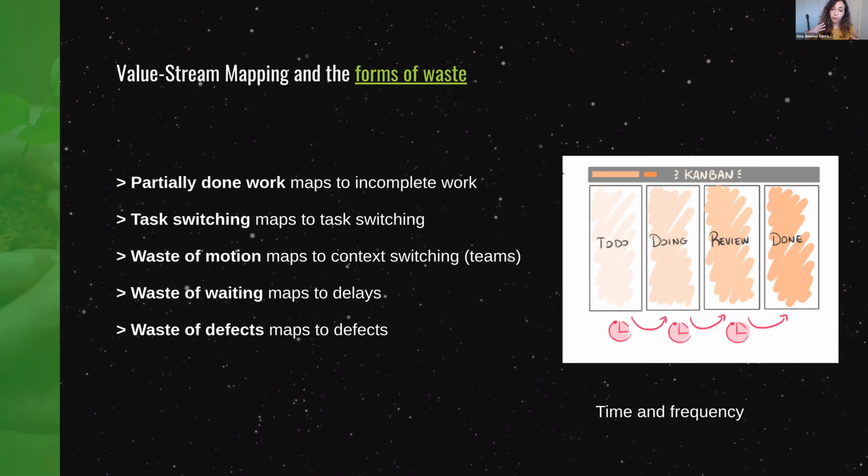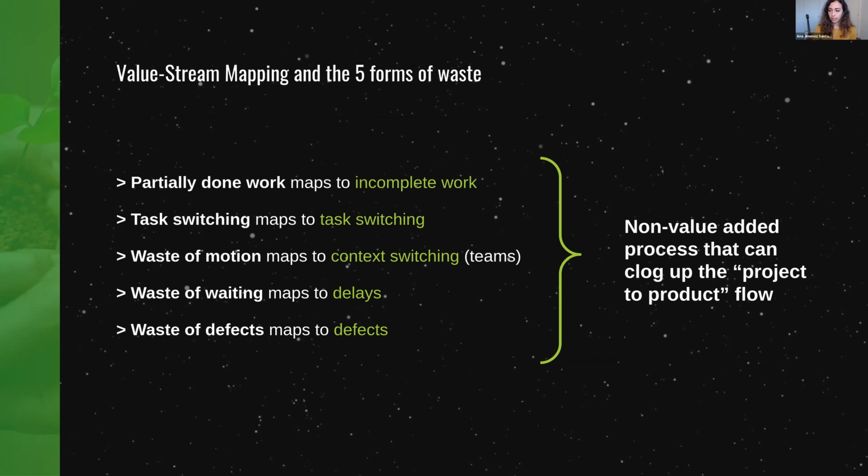And I think the better way to measure these forms of waste is in the Kanban views. For instance, in GitHub, I think they're called project boards. In GitLab, they're called Kanban, if I'm not wrong. So the main goal here is to be able to measure the time and frequency of the different tasks that move across the Kanban and across teams. So as I said, it is to identify non-value-added processes that can slow down the project-to-product flow.